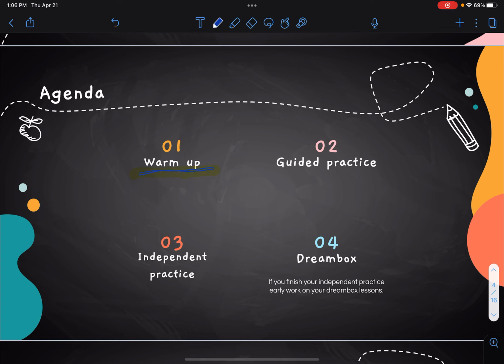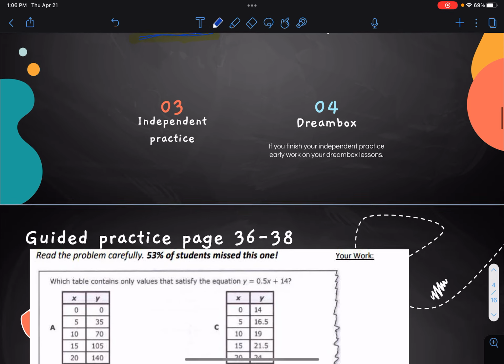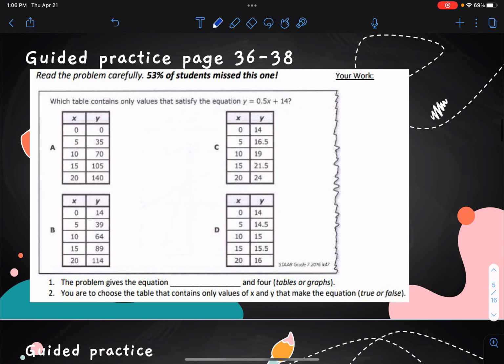We've already completed our warm-up. Now we're going to go through our guided practice before releasing you to do your independent practice. And then, of course, if you finish your independent practice early, you can work on any of the previous pages in the workbook or on Dreambox. So let's go ahead and get started with our first guided practice problem.